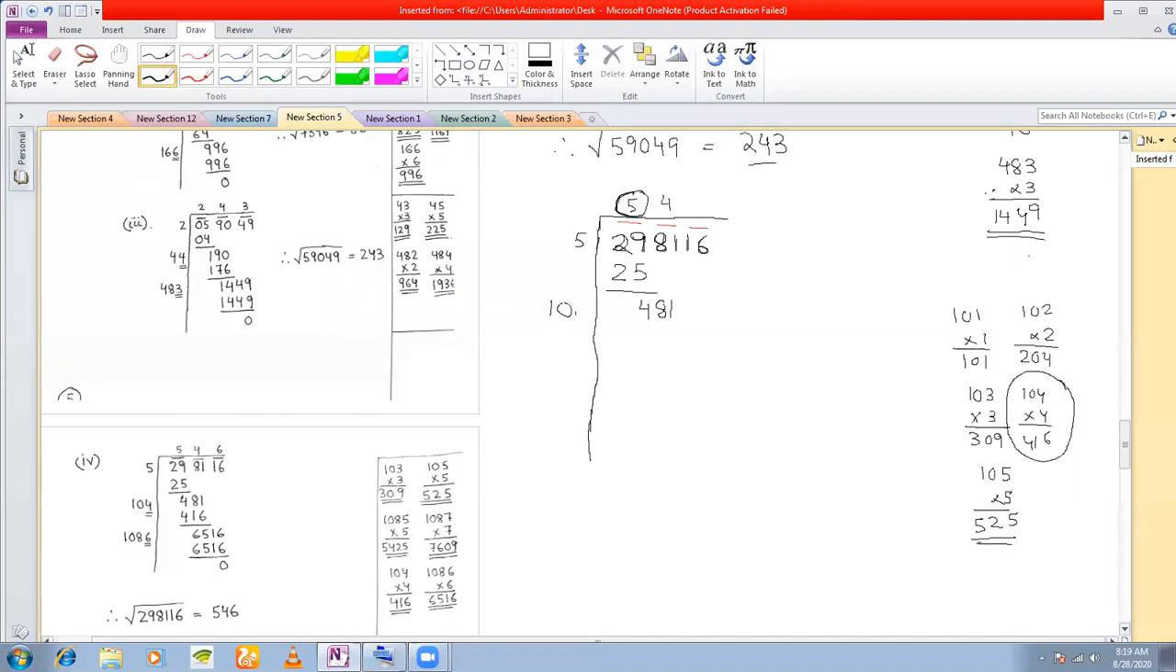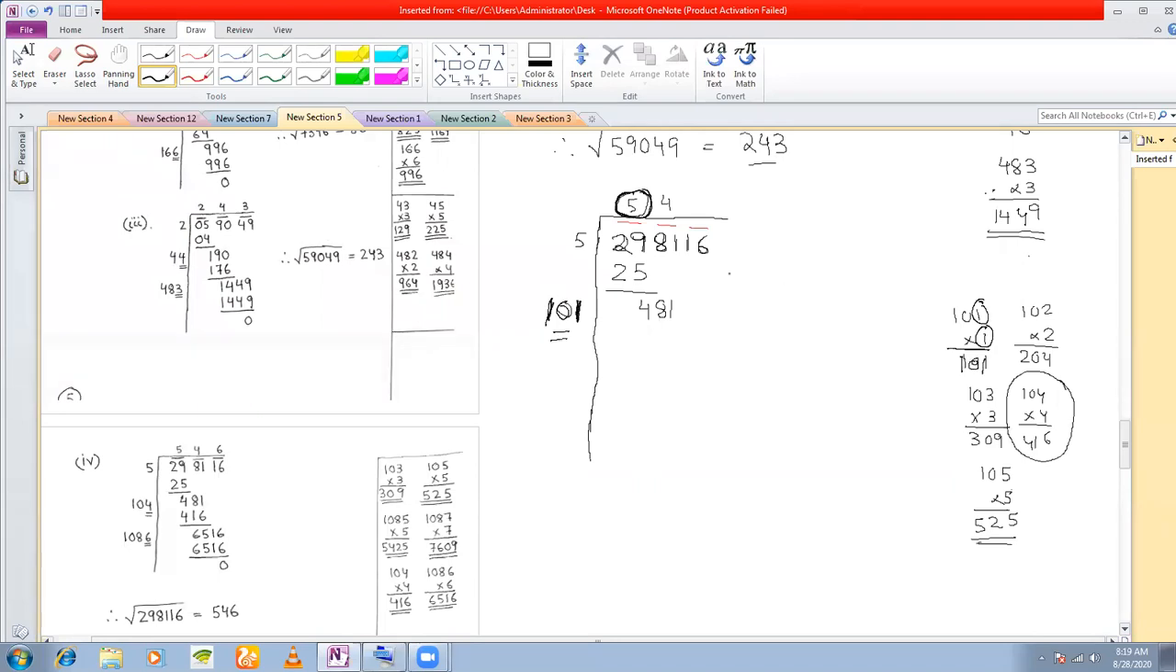Now this 5, when you double, you get 10. You see the encircled 5? When you double that, you get 10. Now we want to place a digit here. Let us place 1. So if we place 1, what number do we get? We get 101. So we multiply 101 with 1 because we have placed the digit 1 here. We get 101, which is way less than 481.